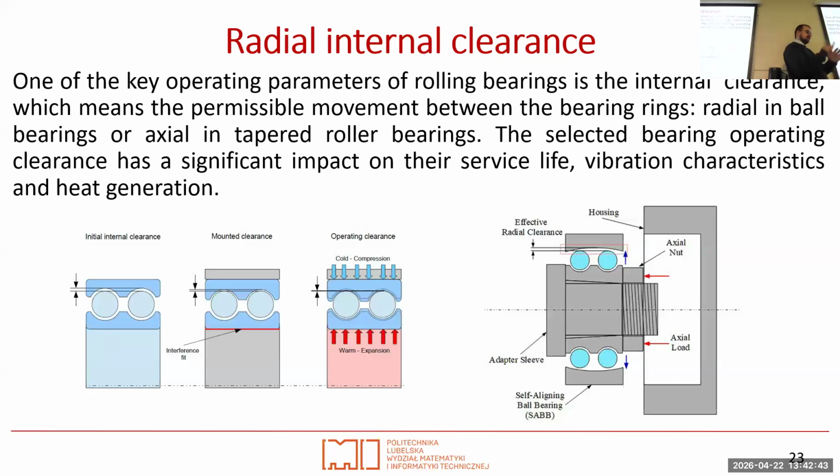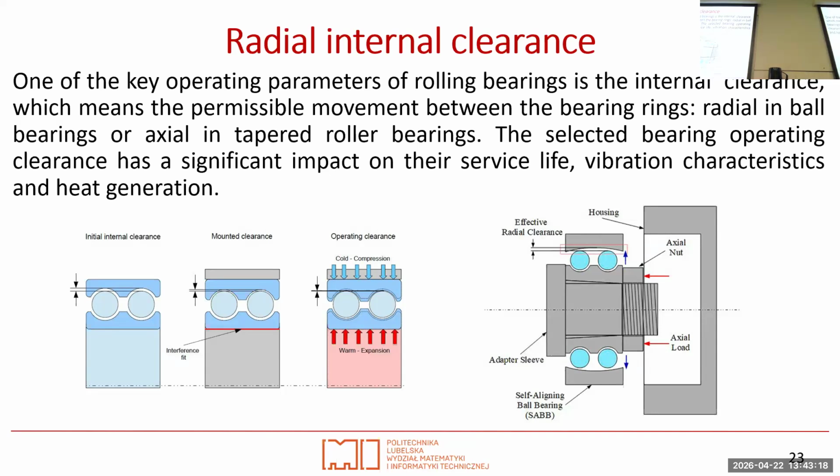We can specify three of them. The initial one: when you buy a bearing, you have a predefined clearance. When you mount it, there is an interference fit, so it decreases a little bit after mounting. And the operating clearance: when everything starts to operate, we have thermal expansion on the internal ring, and the clearance is decreasing as well.